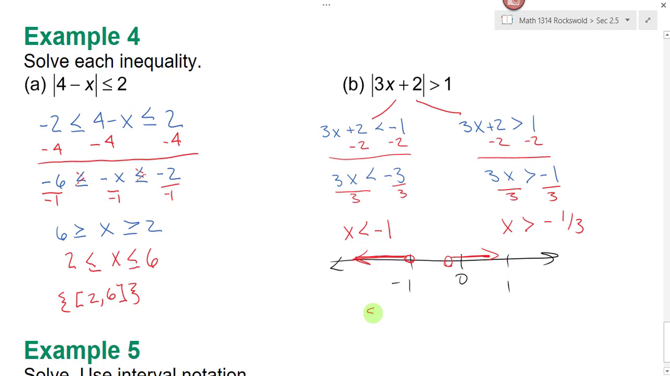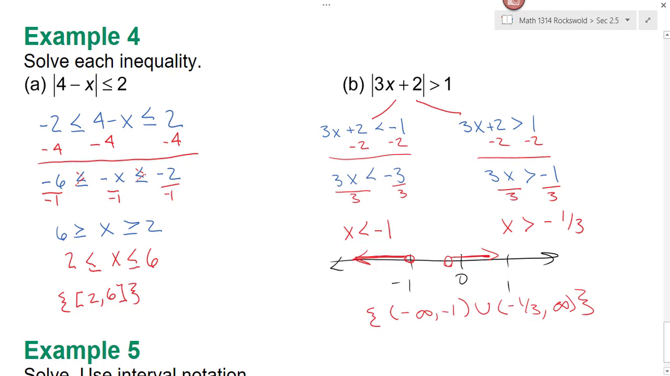So if I asked you to write your answer in interval notation, would I start with a parenthesis or a bracket? Parentheses, then what? Negative infinity, because remember we used the smallest value first. That goes off to negative infinity. So we have the interval that goes from negative infinity to negative 1, parenthesis or bracket. And then what do I do to connect these two sets? Union, and then parentheses, negative 1/3, comma, infinity, parentheses. And that would be your final answer.